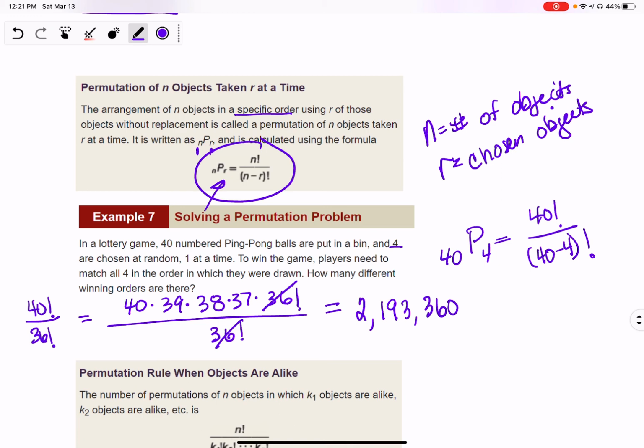Okay, and this is the lottery that everyone plays. So this is what happens. These are the different winning orders that you can have. Oh my goodness, 2,193,360 different winning orders.